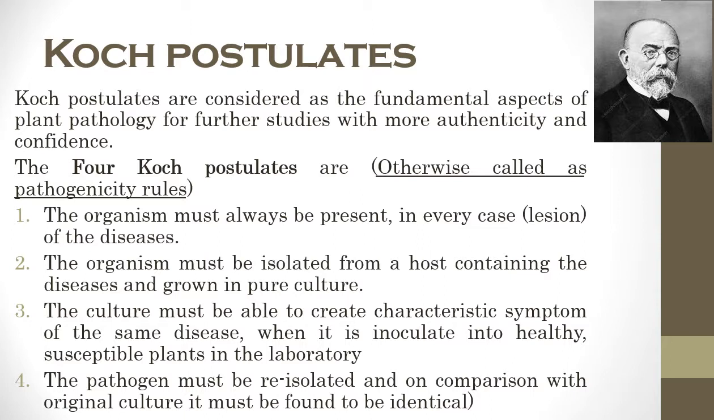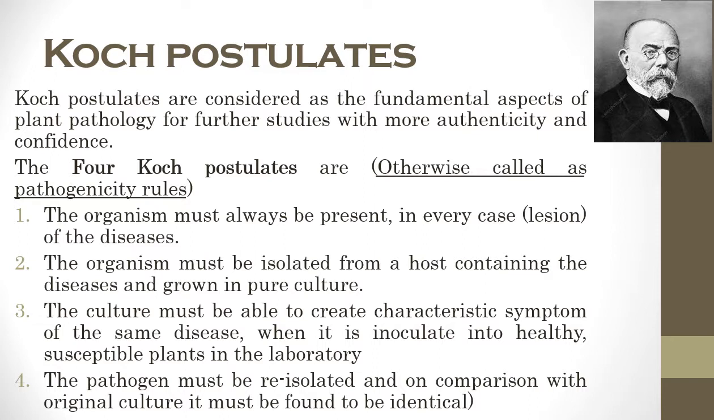Let me tell you an example. If you are isolating a pathogen from groundnut, every time you isolate from the groundnut, the same pathogen must be there. If it is a stem rot of groundnut, it is associated with Sclerotium rolfsii. Every time you isolate the stem rot pathogen, the Sclerotium must be present in every case of the disease. That is the second Koch postulate.